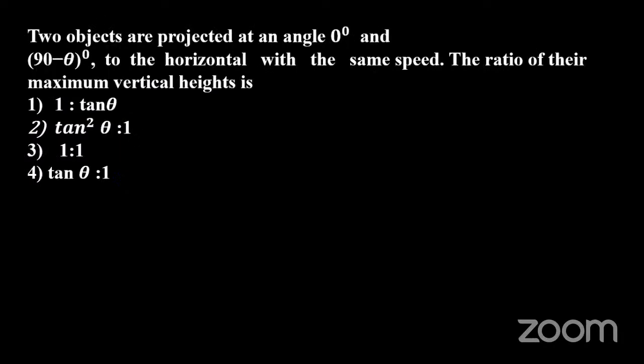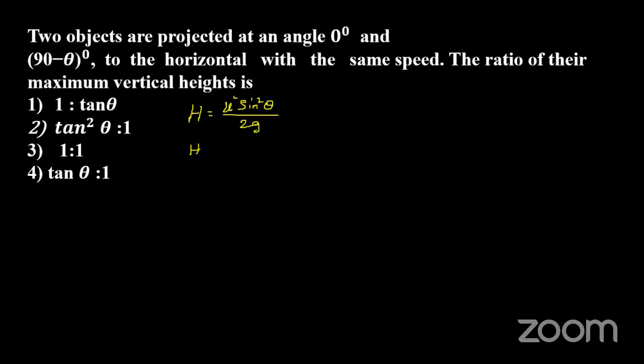Two objects are projected at an angle theta and another 90 minus theta to the horizontal with the same speed. Ratio of their maximum vertical heights. They have asked maximum vertical height. See what the height becomes: h equals u square sin square theta divided by 2g. Here only the angle is changing.